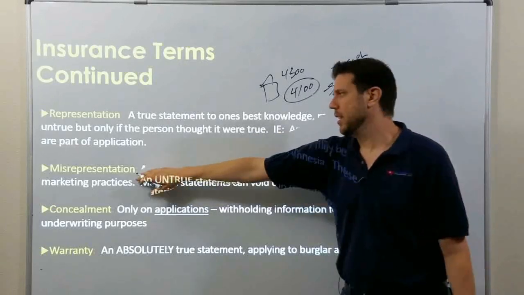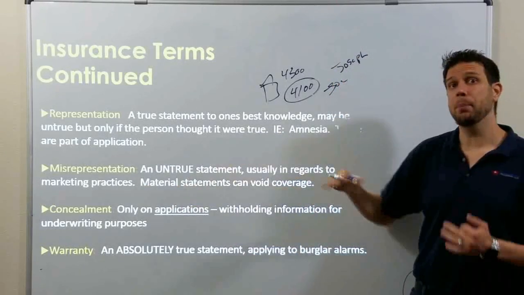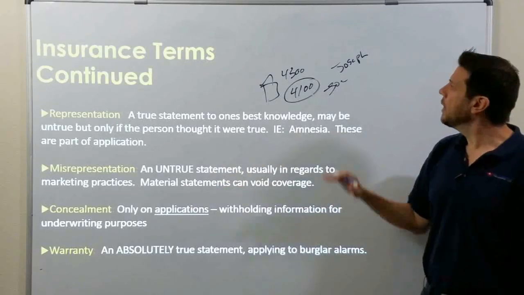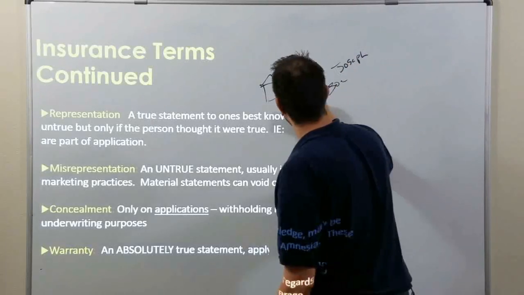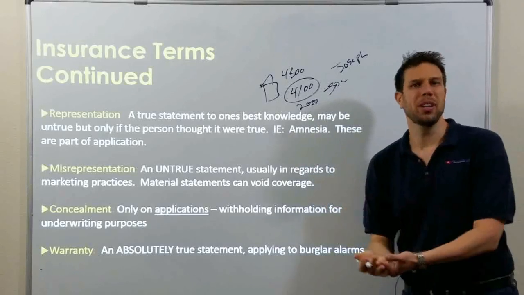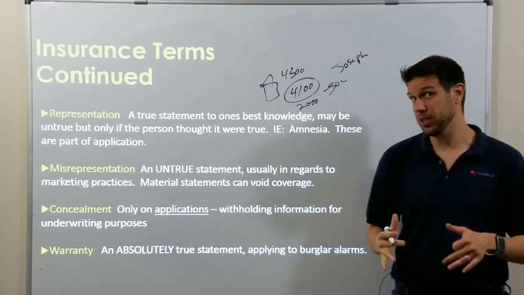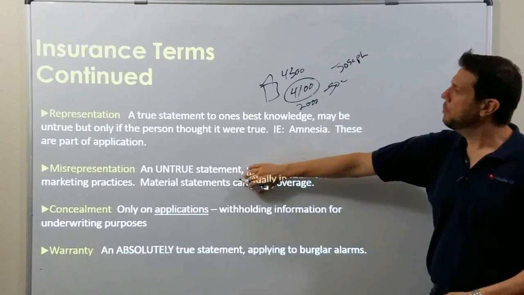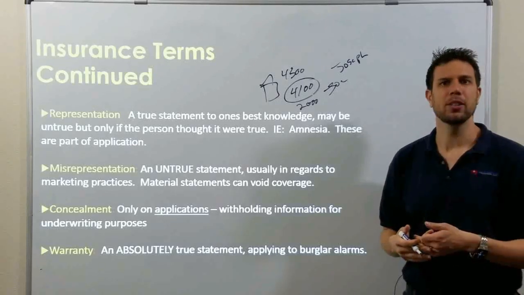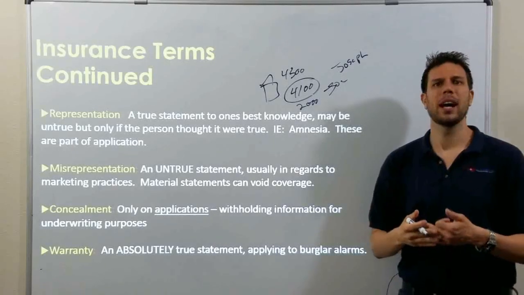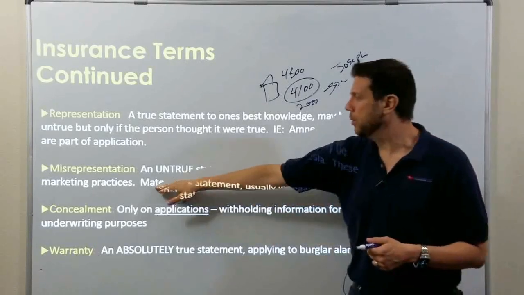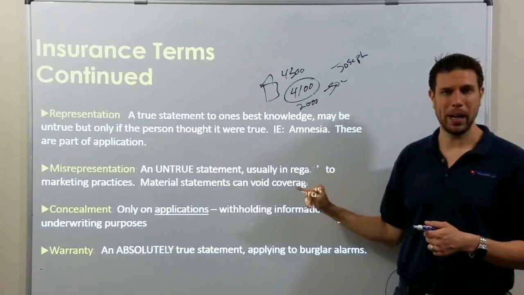A misrepresentation is a lie. Misrepresentations are intentionally untrue statements. That would be like you saying your house is 2,000 square feet when it was actually 4,100. And you knew you were lying, but you were trying to get lower insurance premiums. A lot of people misrepresent themselves in auto insurance through driving records, having too many speeding tickets, or having accidents. Misrepresentations, if they're material, can void the actual policy.